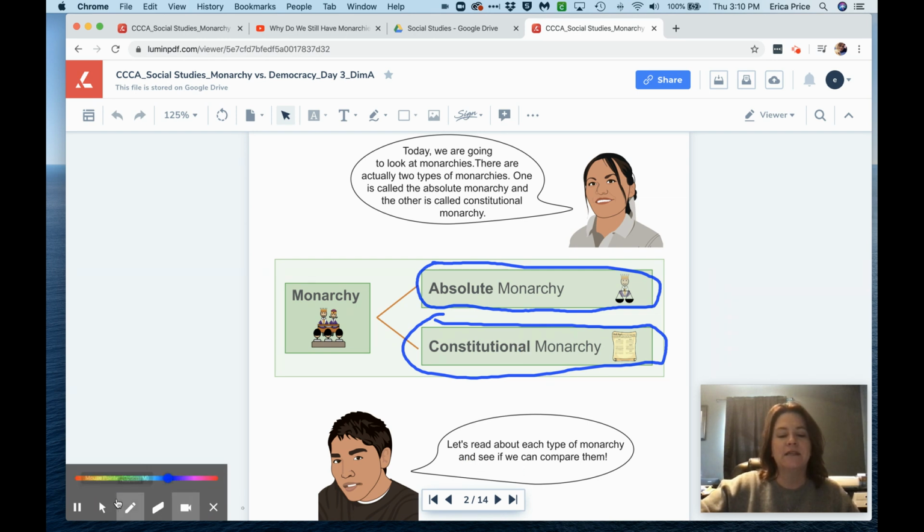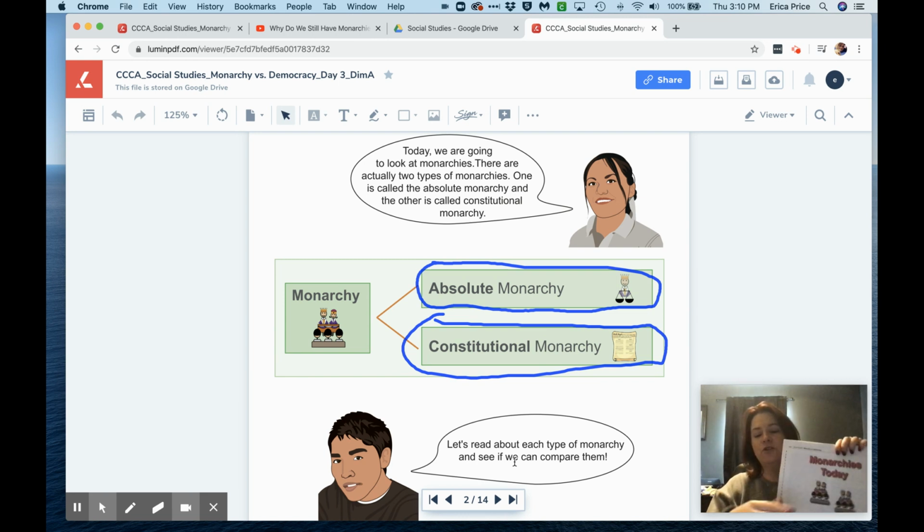So Tony says, let's read about each type of monarchy and see if we can compare them. At the end of this unit, we're going to read this book about different monarchies. And then there's a little chart so you can go through and compare and see which one is an absolute and which one is constitutional.